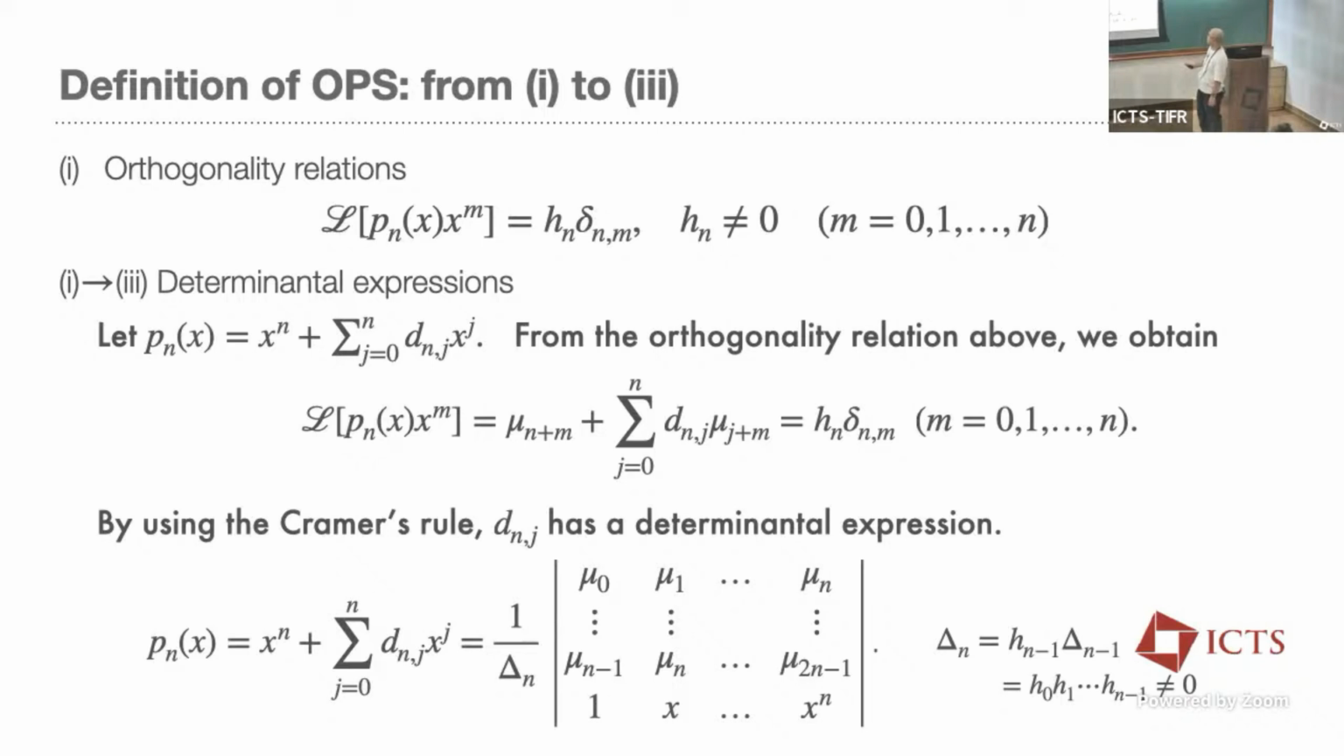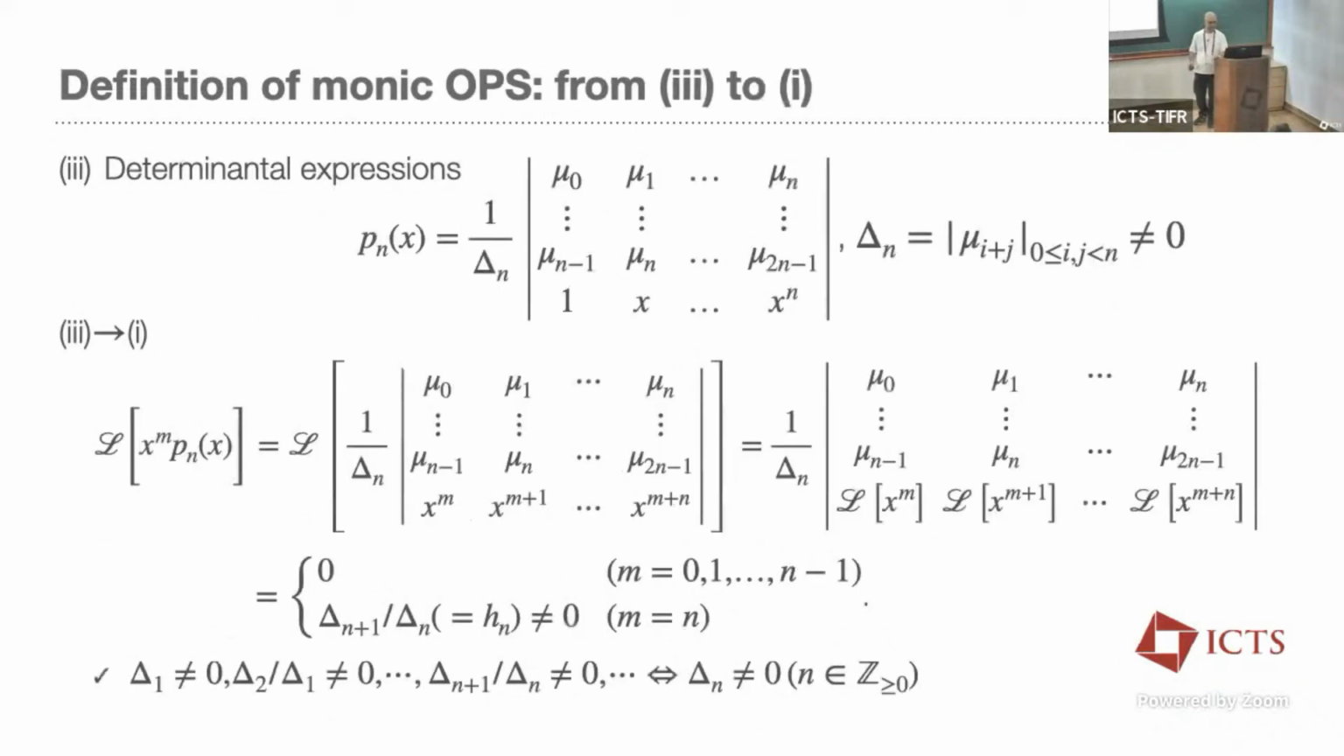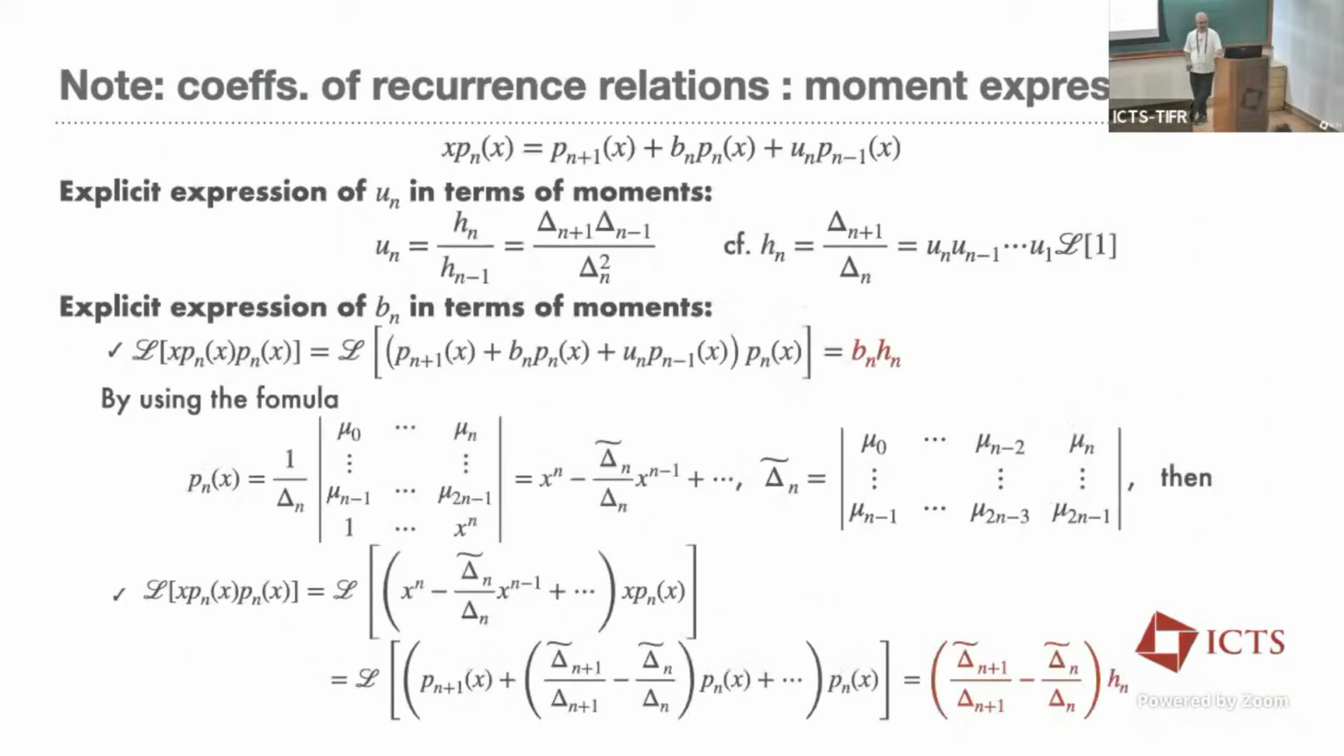From this expression, it is also possible to show that delta n satisfies this equation, which leads to the Hankel determinant being written as a product of the orthogonality constants Hn. Of course, the reverse formula is also possible to show, but maybe I will skip it. Also, an important point is that everything can be written in terms of moments. This is very important to analyze or consider the exact solutions.